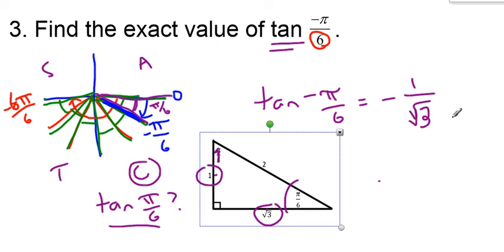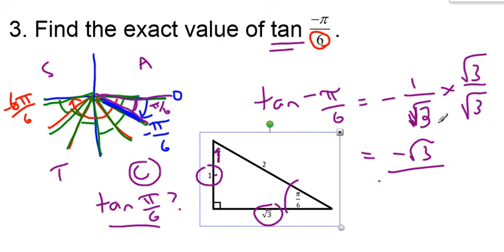Oops. However, we need to rationalize that denominator because we always need to rationalize the denominator. So I'm going to multiply this expression by the number 1, but this version of the number 1. And that'll give us negative root 3 for the numerator. The denominator would be root 9, also known as 3. So that's my answer.